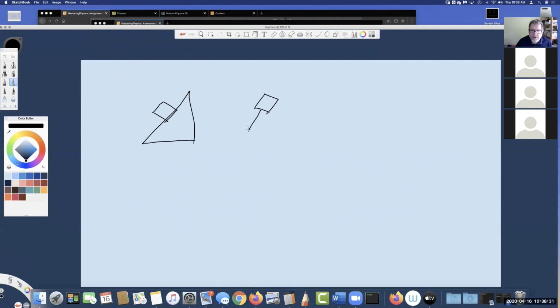So there's a component of the weight, mg sine theta, directed this way. And there's the friction force up the incline, like that. And the normal force is this way. And the weight force component, mg cosine theta, is this way.